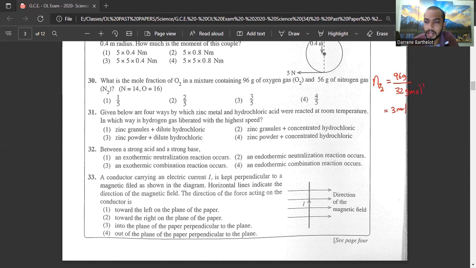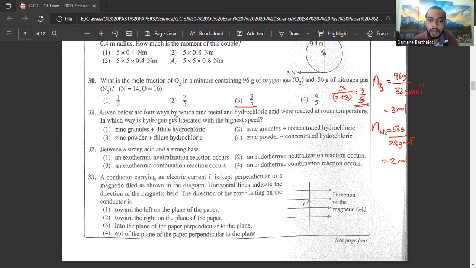So you'll get it as 3 moles. Then the number of moles of nitrogen is 56 grams divided by its molar mass, that is 28 grams per mole. So you'll get moles of nitrogen as 2 moles. So they're asking for the mole fraction of oxygen. That means moles of oxygen over the total moles, that is 2 plus 3. So the answer will be 3 over 5.